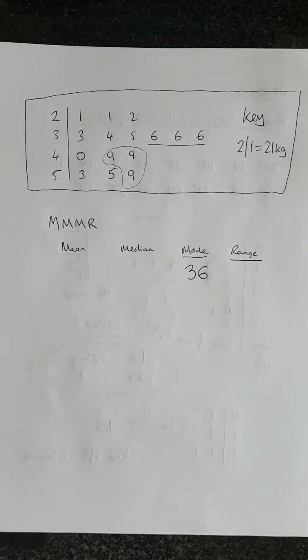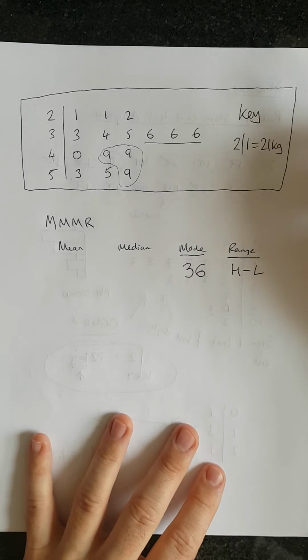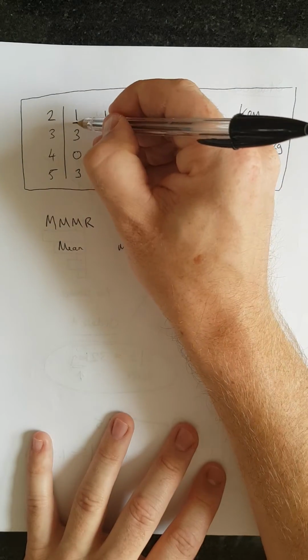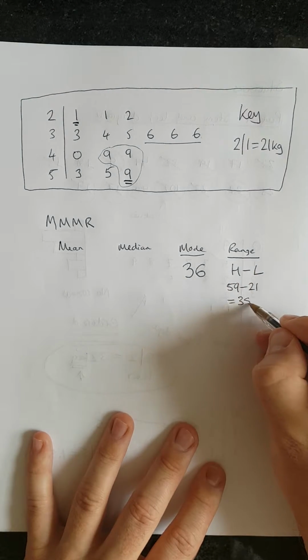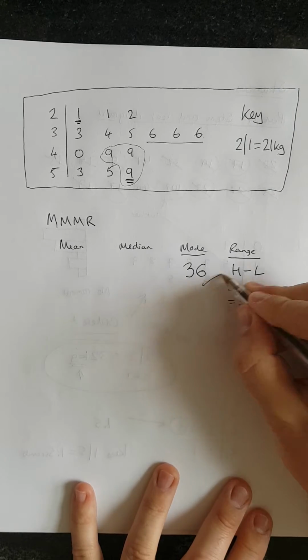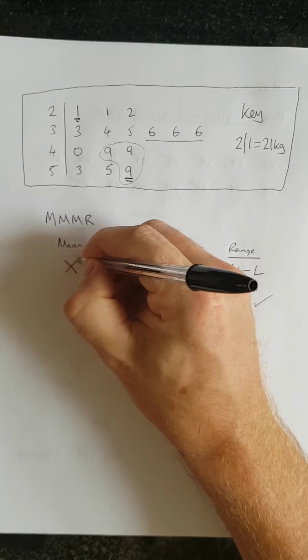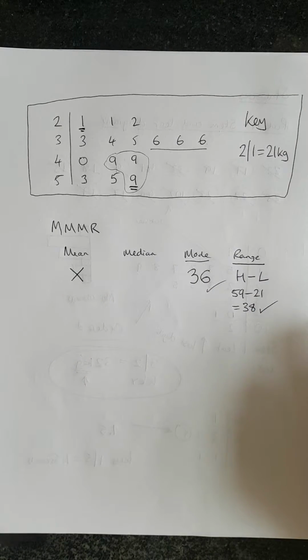What about the range? Okay, the highest take away the lowest. So the highest is 59 and the lowest is 21. Always write down the calculation you're doing so that you demonstrate that you've correctly read the information off. So far, so good. We're not going to worry about the mean here, because that would be quite easy to add them up. We're just going to focus next on the median.